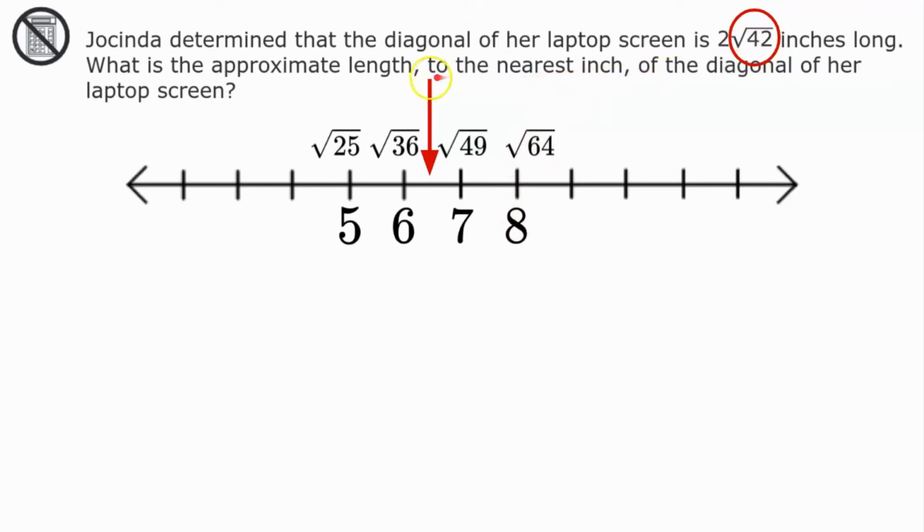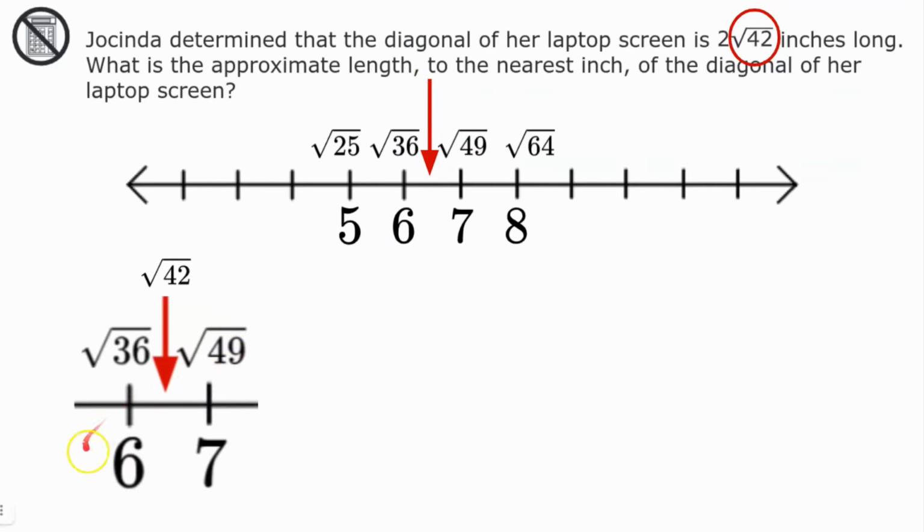I know that the square root of 42 is in between, somewhere in here, between the square root of 36 and the square root of 49. So go square root of 37, square root of 38, square root of 39, and you would keep going until you got to the square root of 49, and you would eventually get to the square root of 42 in there. So let's blow this part up, because we only need to focus between 6 and 7. So we know that the square root of 42 is in between these somewhere.